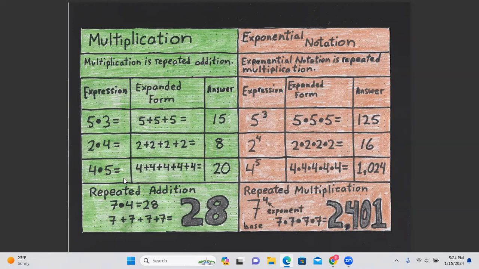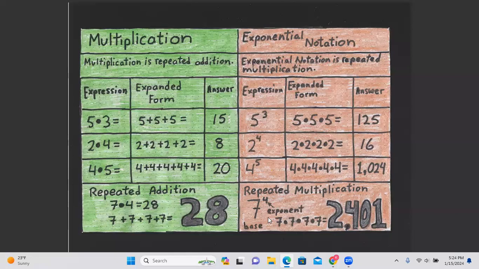Now, let's go on to 4 times 5, and we know that that just simply equals 4 plus 4 plus 4 plus 4 plus 4, or 5 times, which equals 20. But on the other hand, watch this. 4 raised to the fifth power is 4 times 4 times 4 times 4 times 4, which equals 1024.